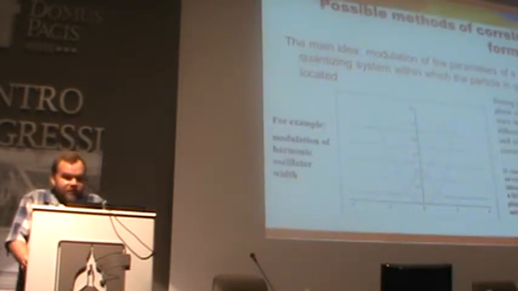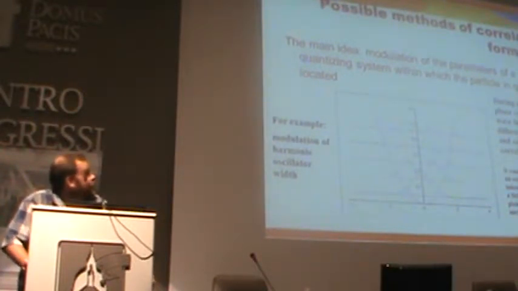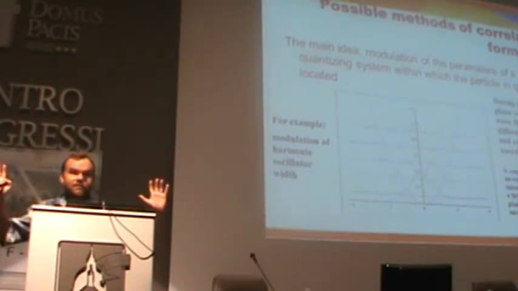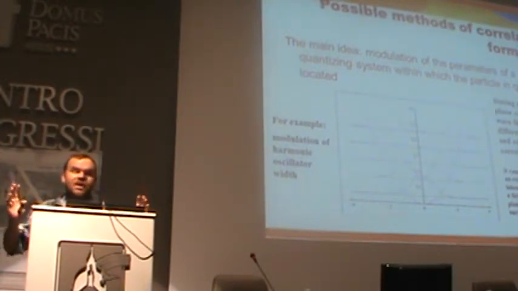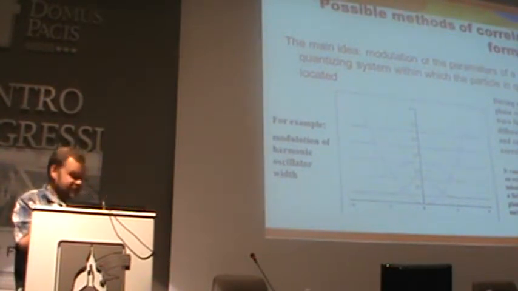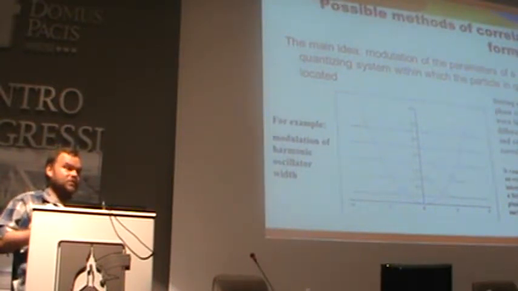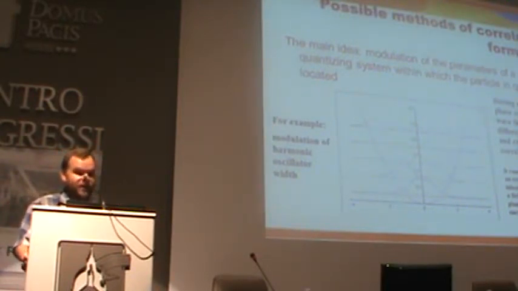So how is it possible to build such correlated packets? The main idea, which was already presented today, is that modulation of parameters of a quantized system within which the particle is located gives us a possibility to make such correlation. For example, we can have a quantum oscillator, and we can modulate this quantum oscillator. And during this modulation, the correlation between wave functions in different states appears, and this correlation allows us to create a coefficient of correlation and to form a correlated wave packet.